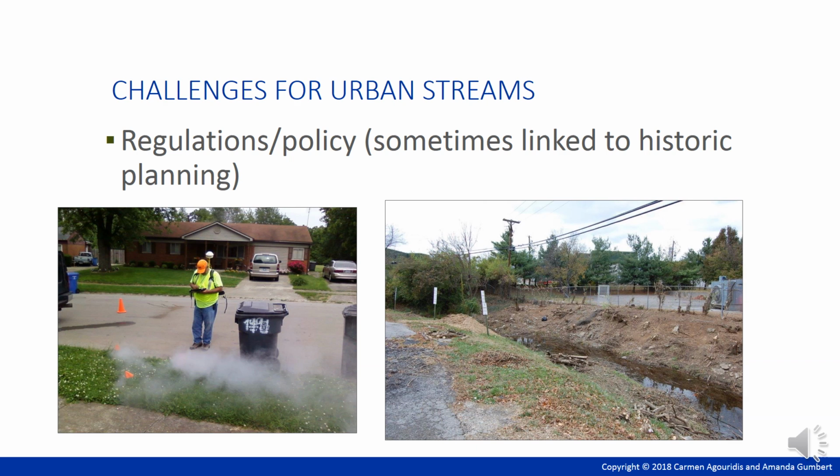Regulations and local development policies, which are sometimes linked to historic planning, can also have negative impacts on streams. The picture on the left shows smoke testing being conducted to find problems in the sanitary sewer system. Poor planning and improper sanitary sewer and storm sewer interconnections in urban subdivisions can lead to untreated sewage entering streams.